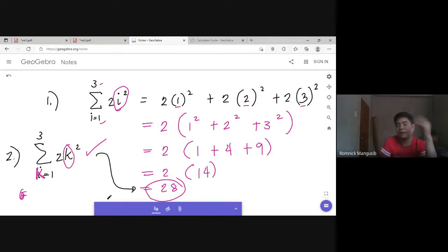Pero kapag may variable na hindi katulad ng representation sa lower bound, hindi mo yun mapapalitan. Pero kung pareho sila, yun mapapalitan mo. So, another is itong number 3.